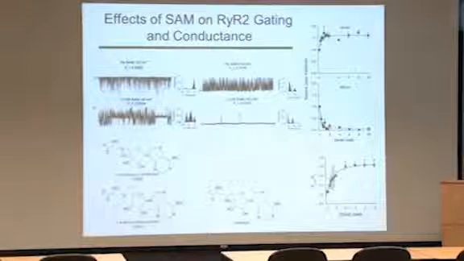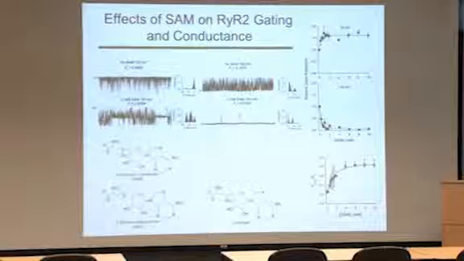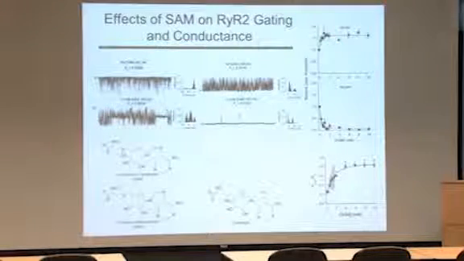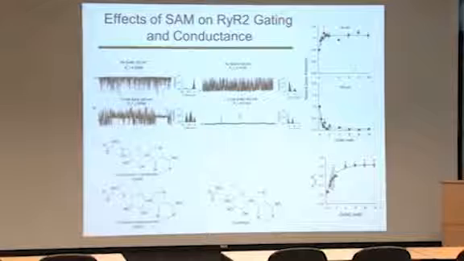This is just summary data. Here is the open probability of the channel, the probability of finding the channel in the open state. When you do these experiments, we set a threshold at 50% of the way between the open and closed state. Anything that exceeds 50% is considered open.